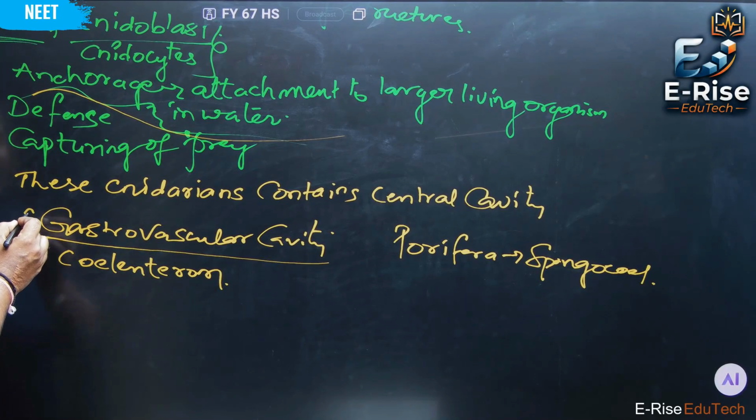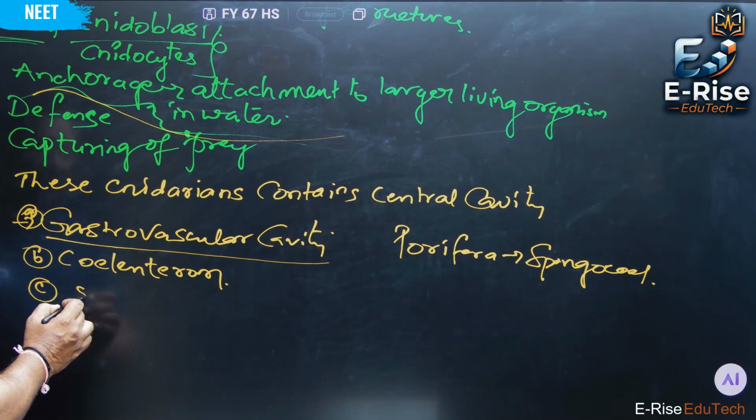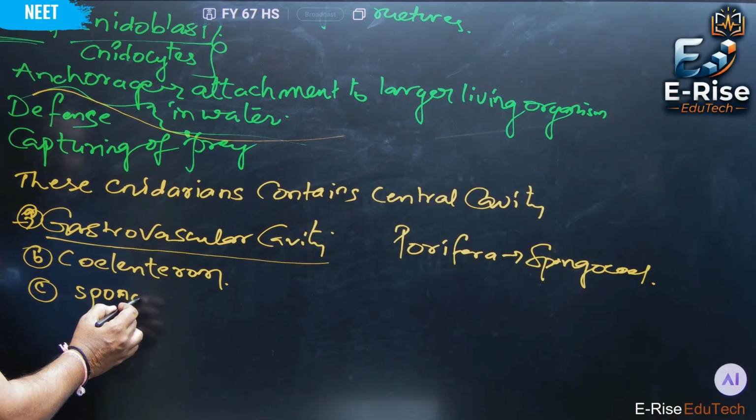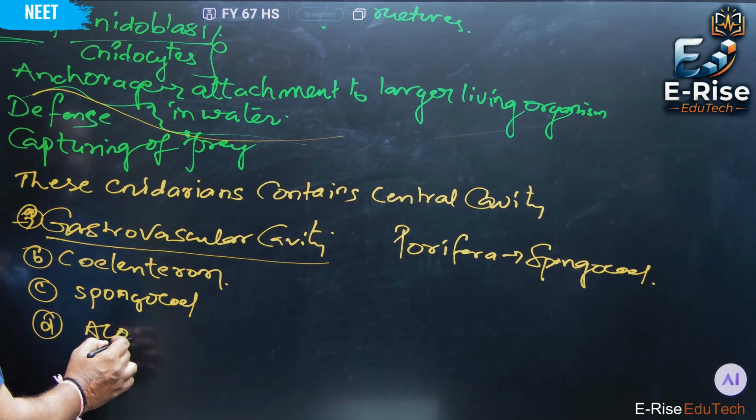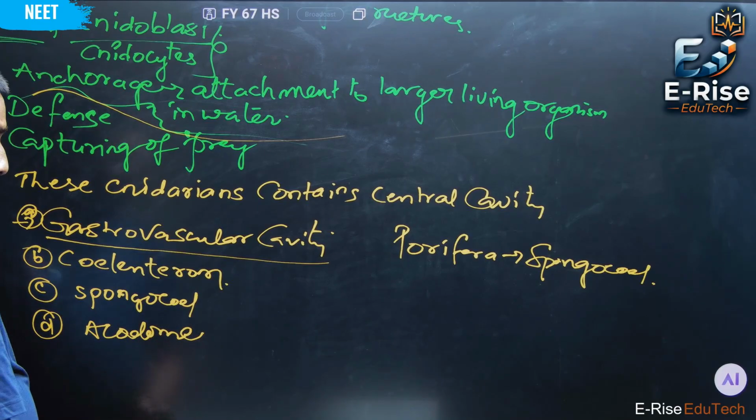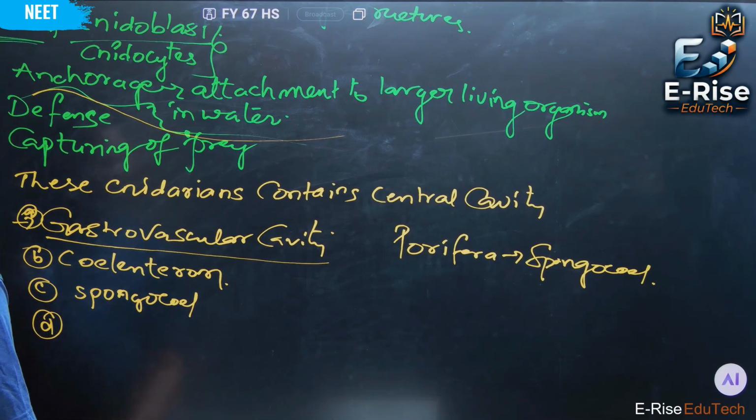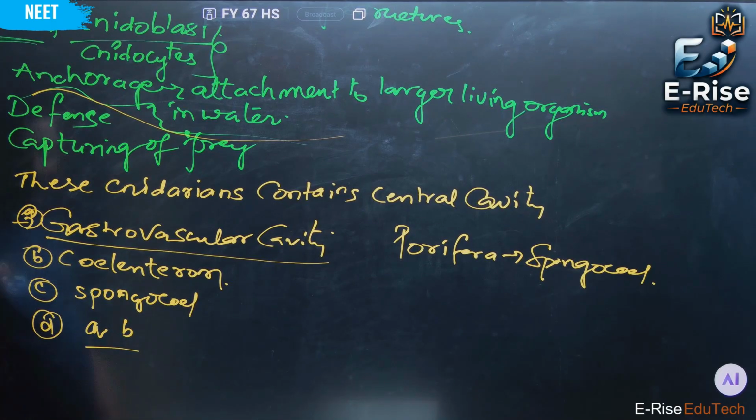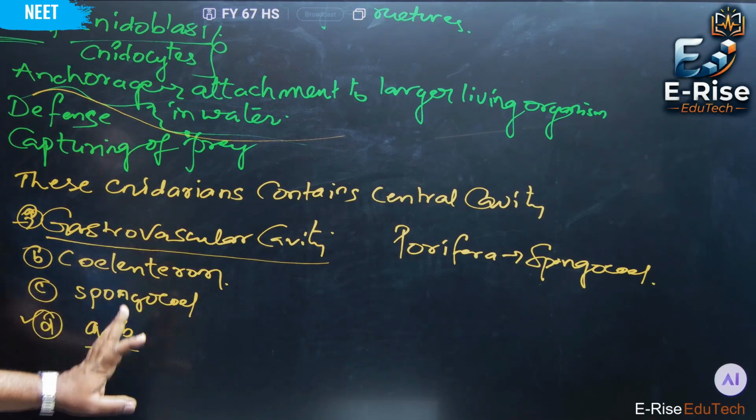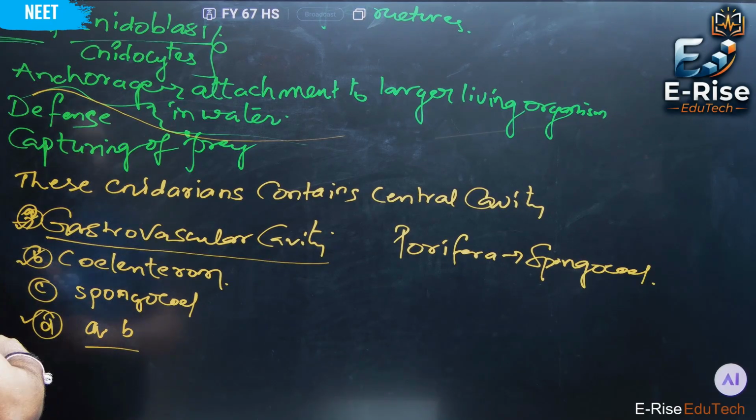Sometimes both options A and B are present. The third option is, for example, spongocoel. The fourth option is acoelom, or here the fourth option could be A and B. So what is the answer here? The fourth option is the correct answer. So the body cavity of Cnidaria, or Coelenterata, is called gastrovascular cavity and coelenteron.